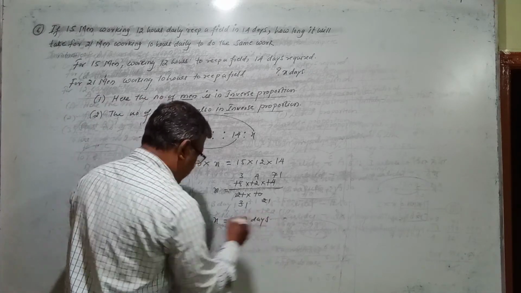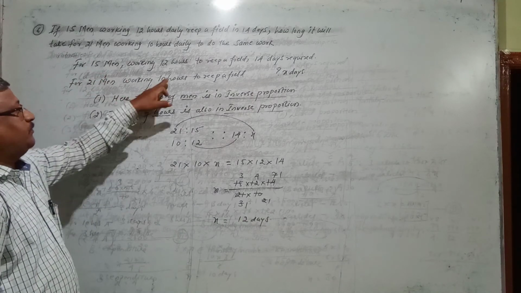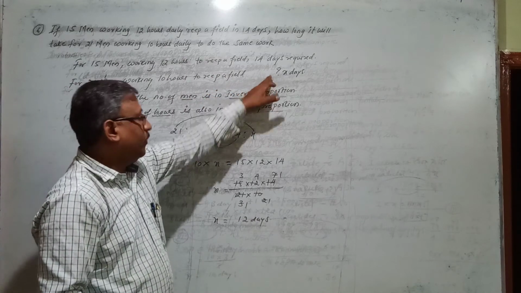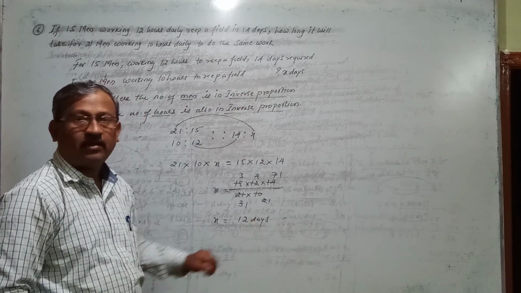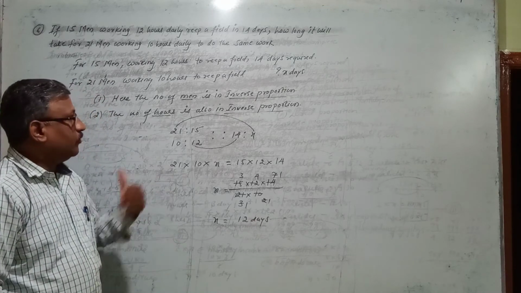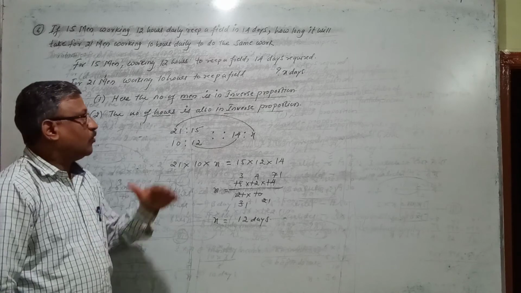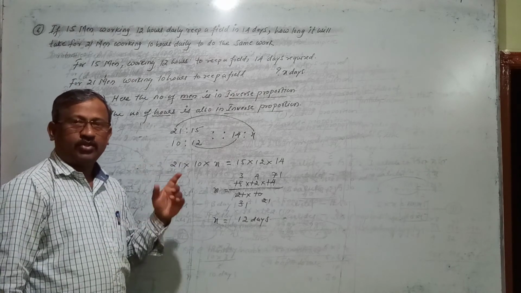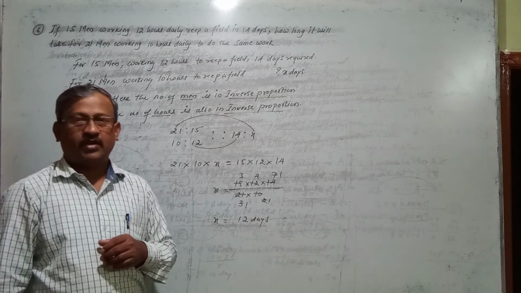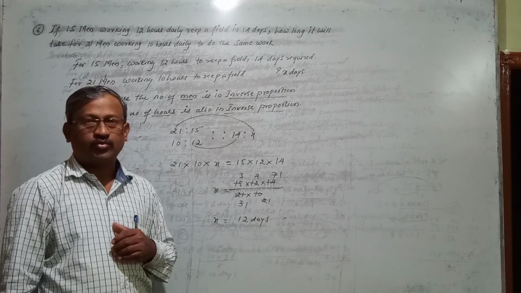12 days are required. So for these 21 men, if they work 10 hours daily to reap the same field, how many days are required? 12 days are required. Clear? So this is how you have to solve the problems on proportion. So I hope it is clear beyond these 2 sums. Okay. So in the next class or in the next video, I will come with some more problems on proportion. Thank you.